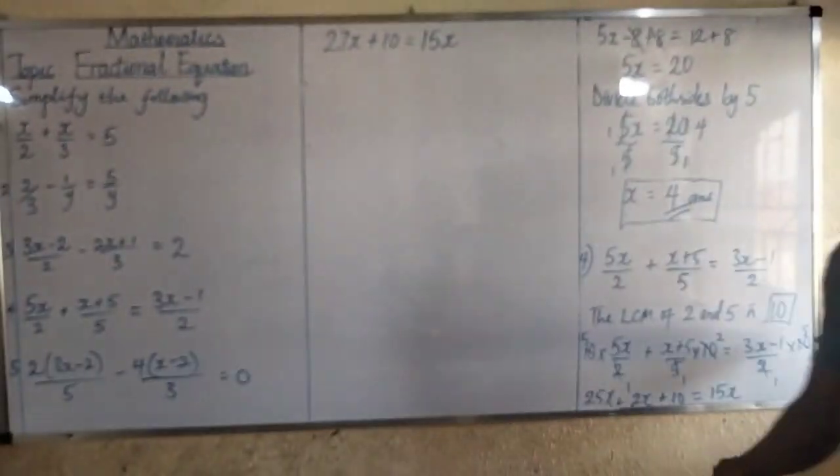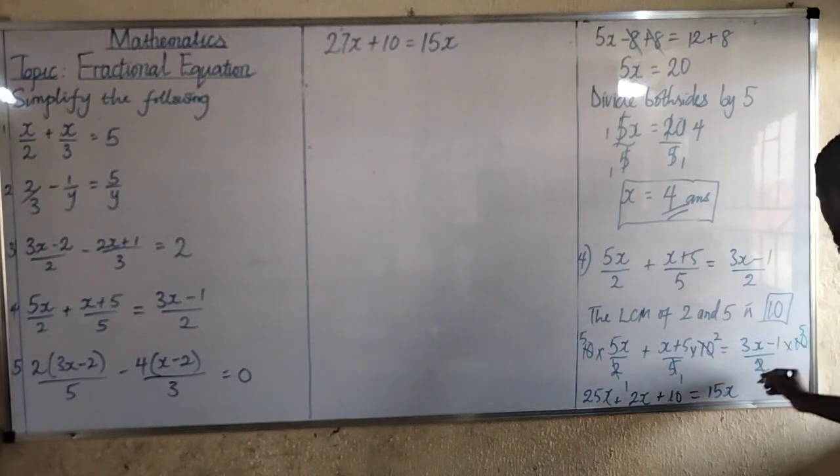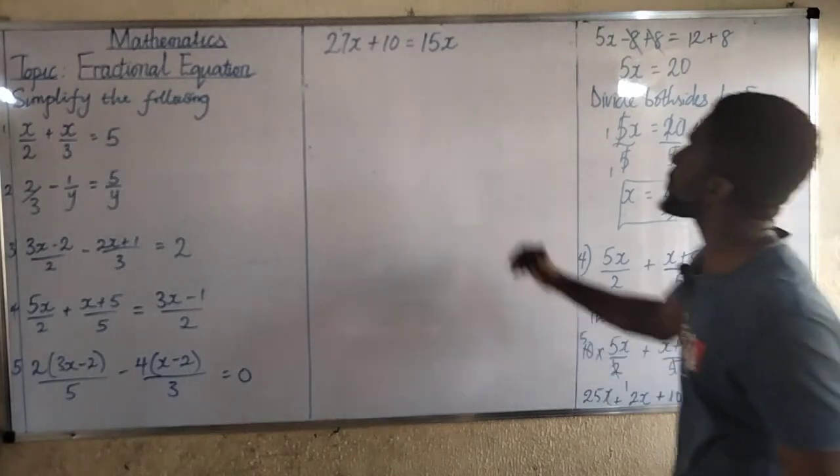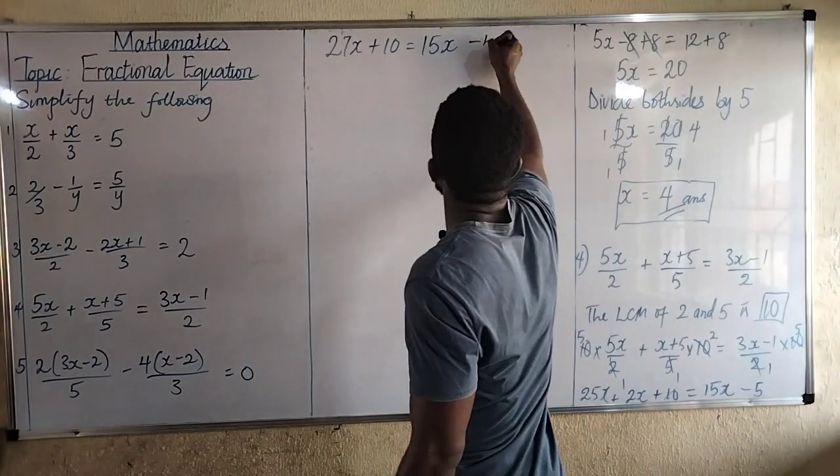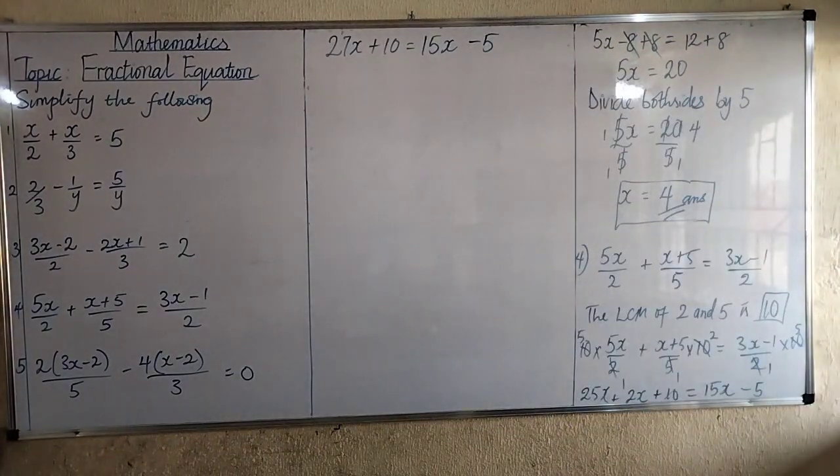Now, if you watch here, we have 5 times 3, 15, times this will give us 5. Minus 5, 15x minus 5. Now it's complete.